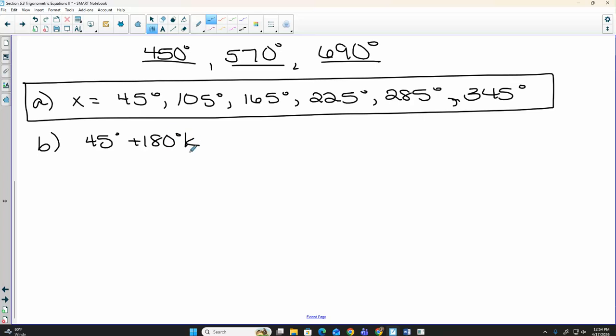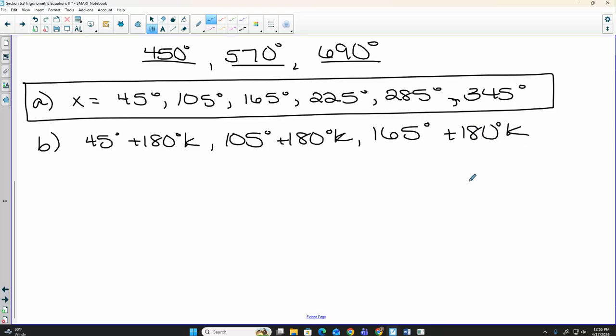Okay. 105 plus 180 degrees. Okay. 165 plus 180. Okay. Do I need the other 3 then? No. So if you do 45 plus 180, you get the 225. 105 plus 180 gives me the 285. Does that mean I would count it wrong if you wrote it on your paper? No, it's not wrong. We just don't need to list it. It's already included.